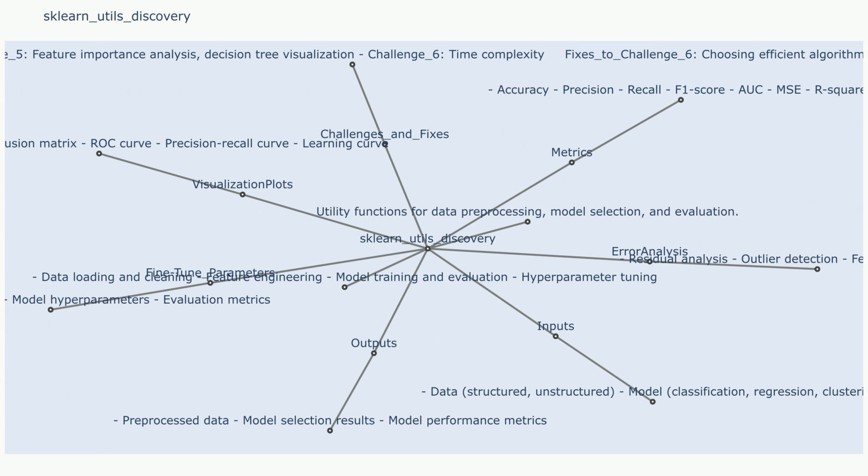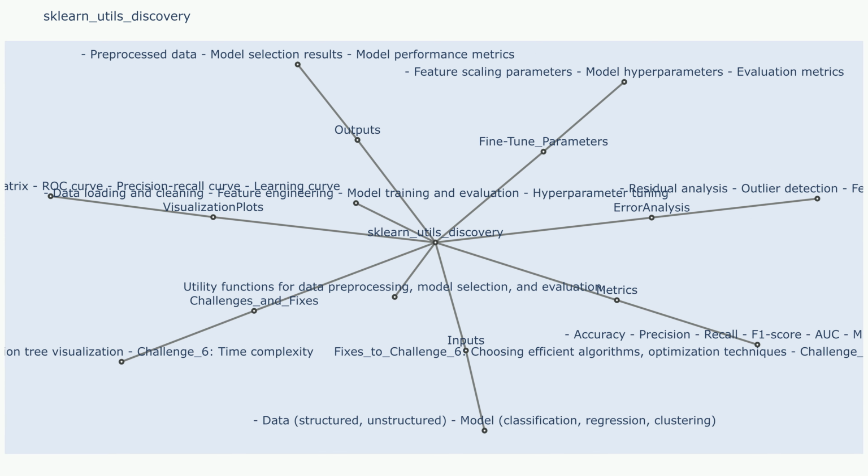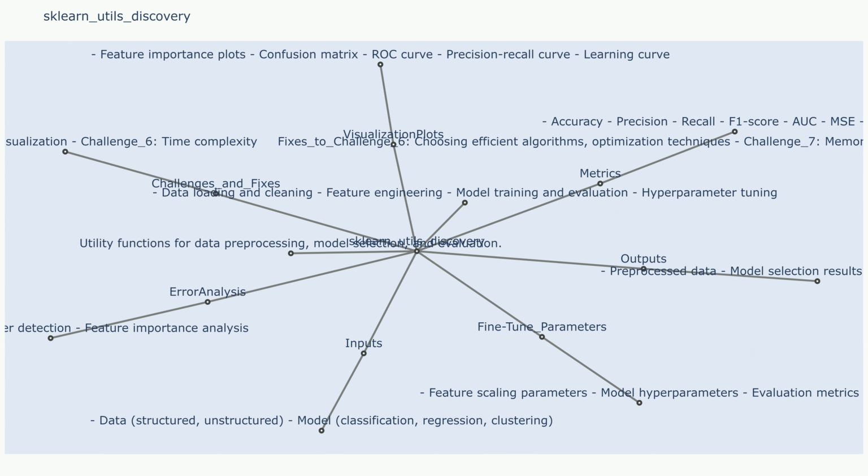Challenges and fixes: Challenge 1: Data imbalance. The dataset may contain an uneven distribution of classes, leading to biased model predictions. Sample use case that resulted in Challenge 1: a fraud detection dataset with a significantly smaller number of fraudulent transactions compared to legitimate transactions. Fixes to Challenge 1: employ techniques such as oversampling, undersampling, or using cost-sensitive learning algorithms to address data imbalance.